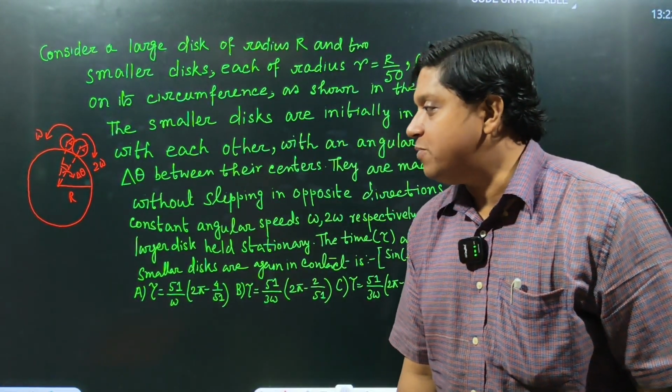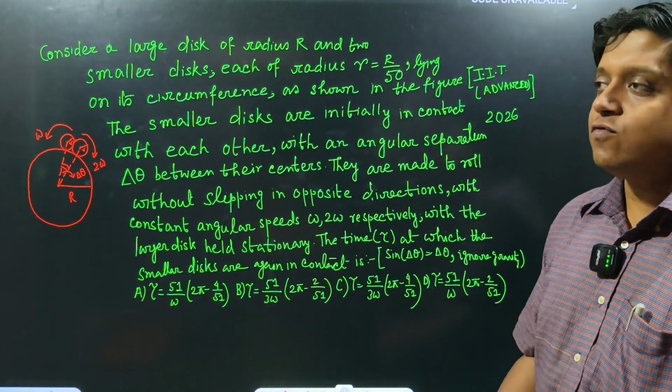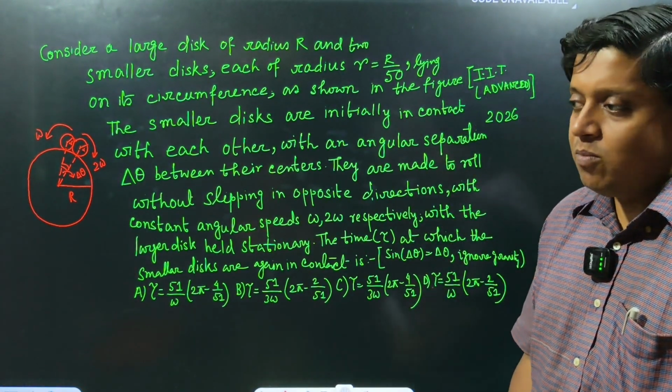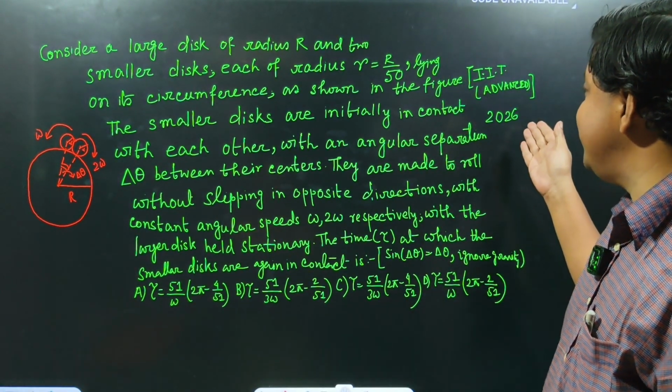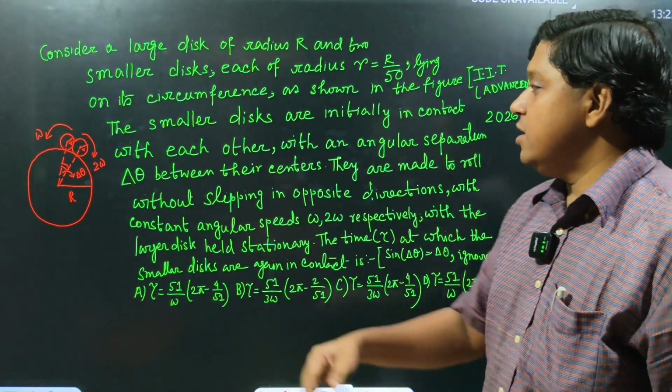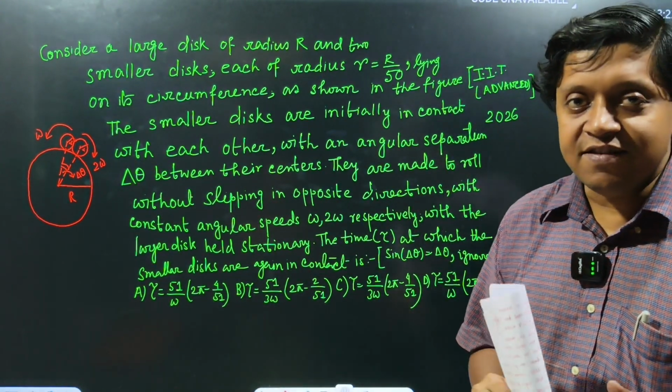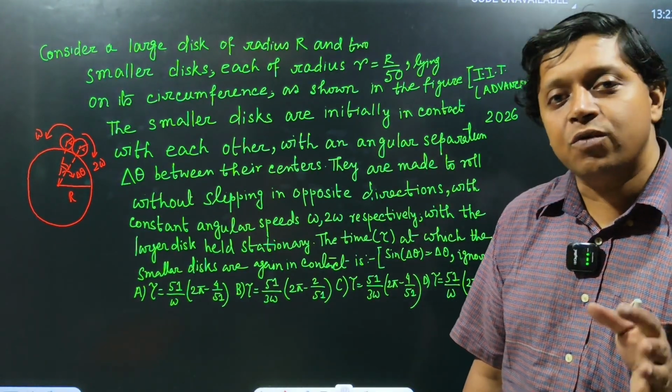Okay, so this is the problem about which most of the students are curious these days. It was considered to be a very tough problem. As you can see, it is the problem of IIT Advanced 2026: two small spheres rolling on a larger sphere. But believe me, once we discuss the solution, you will realize that it's quite an easy problem.